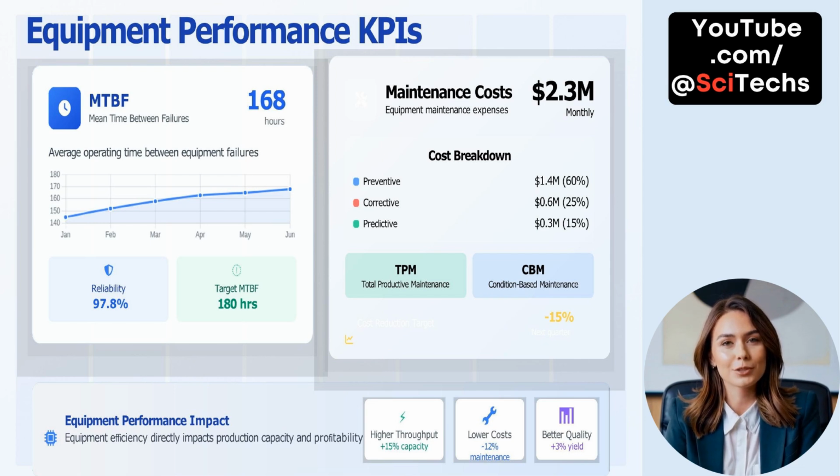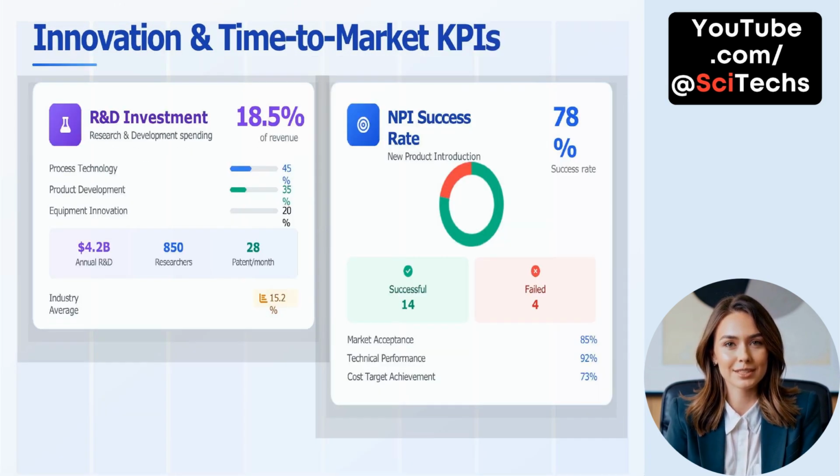Keeping uptime high is critical to ensuring throughput, minimizing delays, and optimizing resource utilization. Innovation and time to market KPIs. Research and development, R&D, is critical for staying ahead in semiconductor technology. R&D investment here stands at 18.5% of total revenue, which is well above the industry average of 15.2%. This indicates a strong focus on innovation.